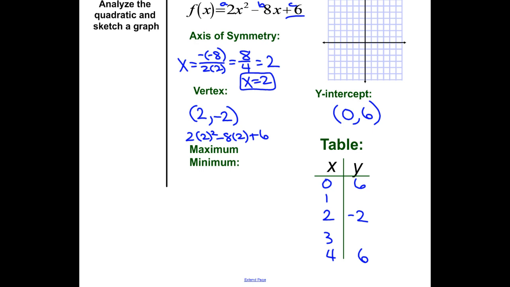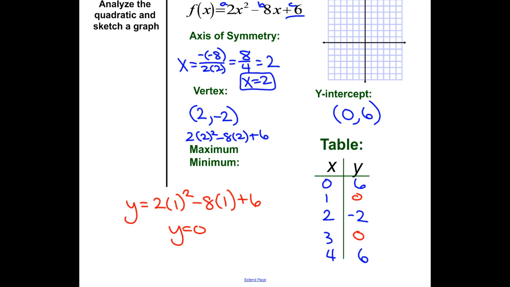So now we need to find what 1 and 3 are actually going to be. So let's plug those into our actual equation, the original equation, for our x value. Y equals 2 times 1 squared minus 8 times 1 plus 6. Well, we'll really get 2 minus 8 is negative 6, plus 6 is going to be 0. So y is going to equal 0 for both of those pieces.